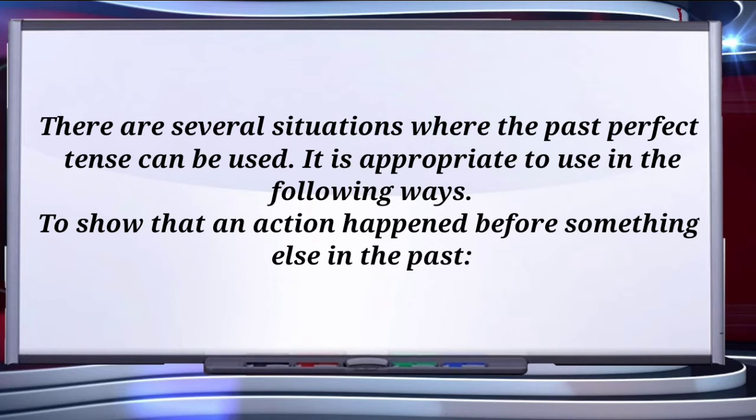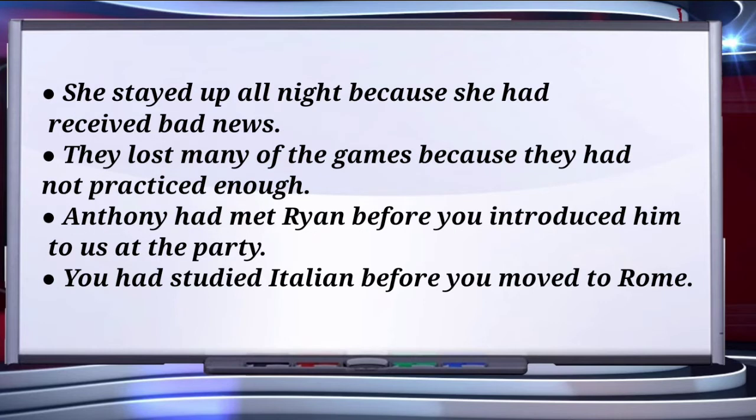Then usage of past perfect tense. There are several situations where past perfect tense can be used. It is appropriate to use it in the following ways. First is to show that an action happened before something else in the past. Example, she stayed up all night because she had received bad news. They lost many of the games because they had not practiced enough. So, these are the situations in which an action happened before something else in the past.